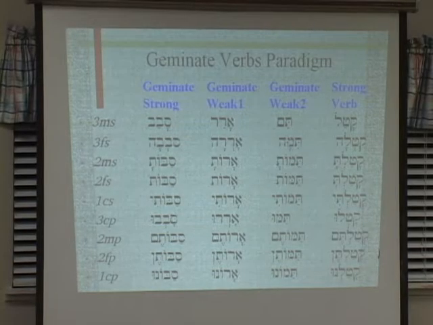Like the verb tom, in the third masculine singular it's tom, but it acts like it's tamam. So they don't really know: is this a real geminate verb or is it something else? Well, it fits mostly with geminate verbs, but the third masculine singular is not tamam. So what do you do with it?